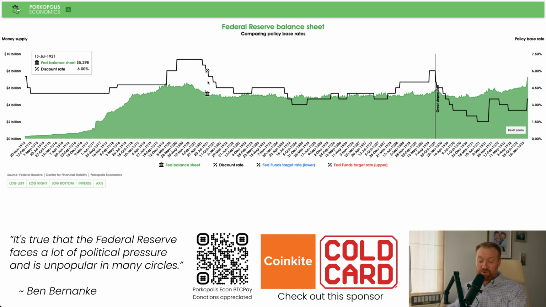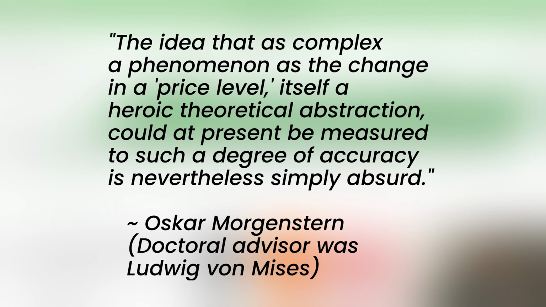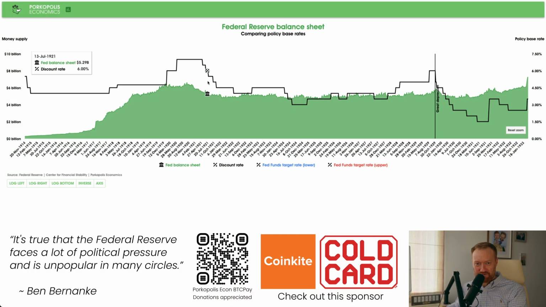In fact, the book that I mentioned earlier, Edward Chancellor, here is an Austrian who is talking about the idea of a price level or a consumer price index all the way back in the early 1900s. "The idea that as complex a phenomenon as the change in a, quote, price level, itself a heroic theoretical abstraction, could at present be measured to such a degree of accuracy is nevertheless simply absurd." I wholeheartedly agree with this quote.